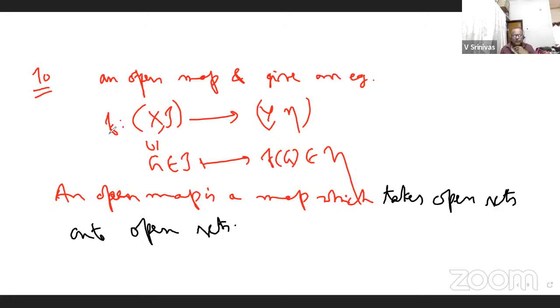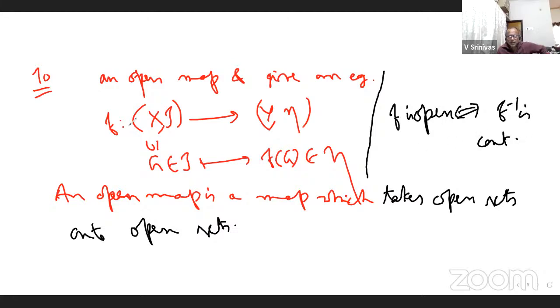So if f is a function from X into Y, you take a general open set here, let it be G, and look at f of G. If f of G is also open, and if this is true for each and every open G, then we say this f is an open map. So in other words, f is open means your f inverse is continuous. You may recall f is continuous if and only if f inverse is open, right?